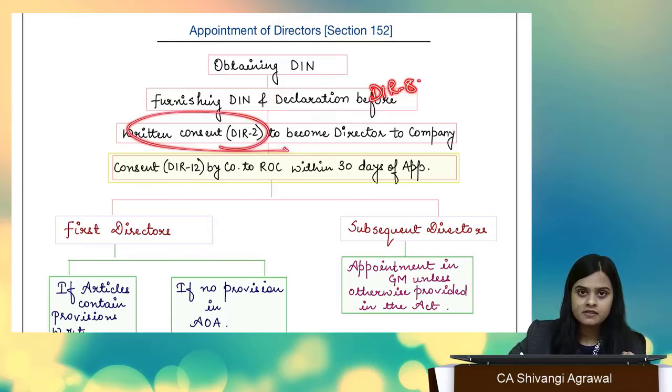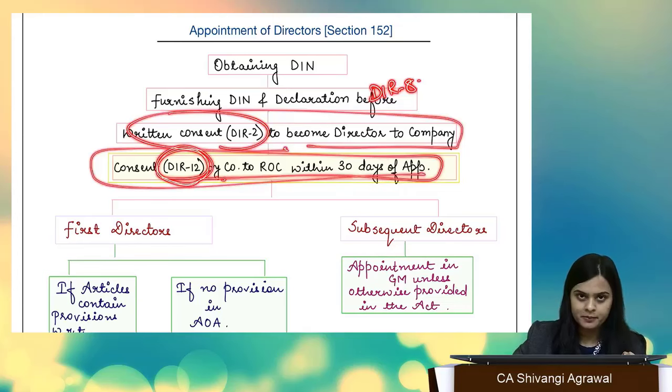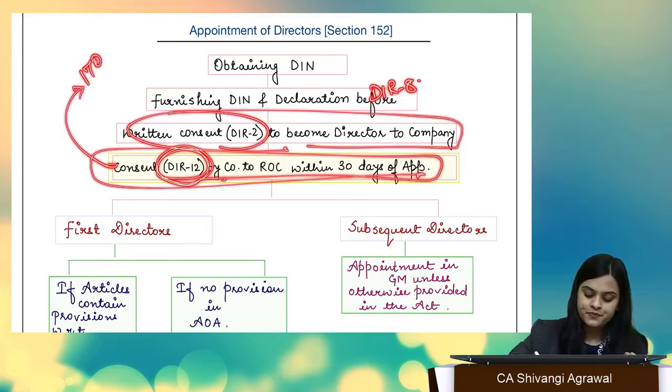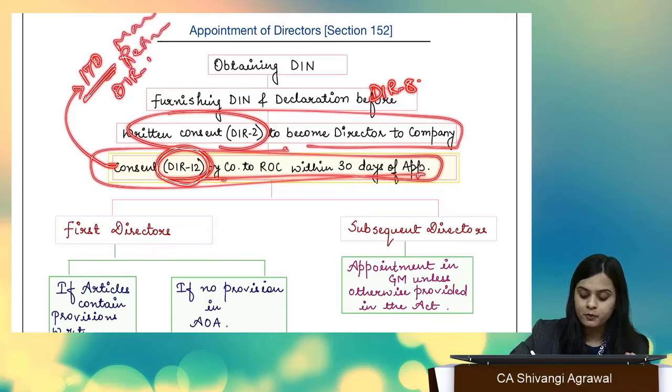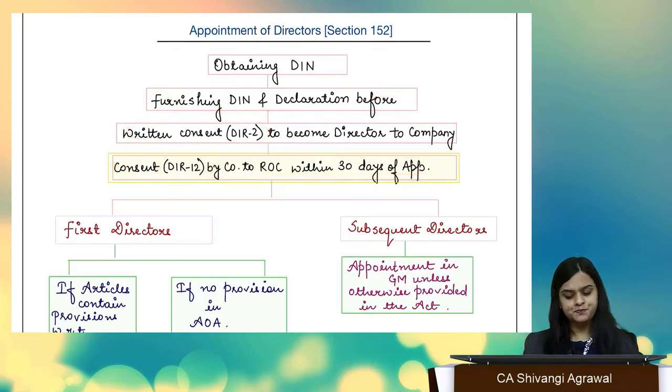You give your consent, DIR 12, to the company. The company in turn files form DIR 12 for your appointment within 30 days of appointment, right? Section 170 mandates the requirement of filing return, DIR 12, for appointment and wherever there is a change in the appointment or change in the directorship or KMP.